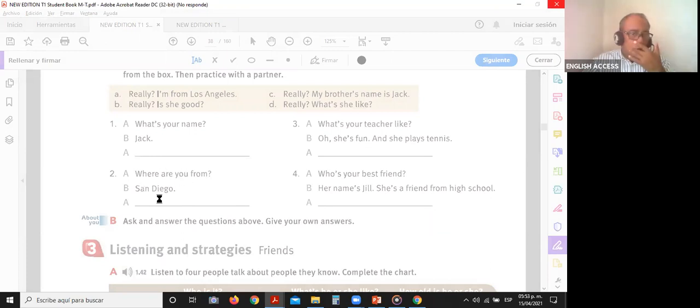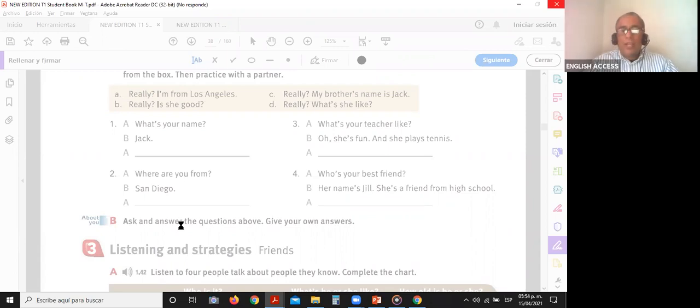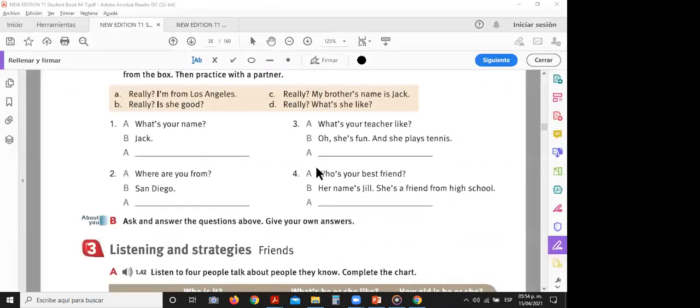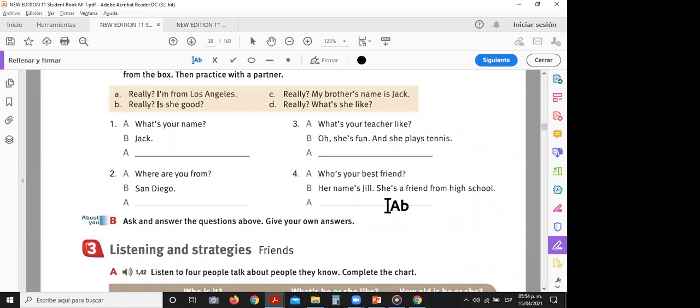What about number 2? It says, where are you from? San Diego. Really? I'm from Los Angeles. Exactly. Number 3. What's your teacher like? Oh, she's fun and she plays tennis. Really? Is she good? Exactly. Number 4. Who's your best friend? Her name's Jill. She's a friend from high school. Really? What's she like? Exactly.